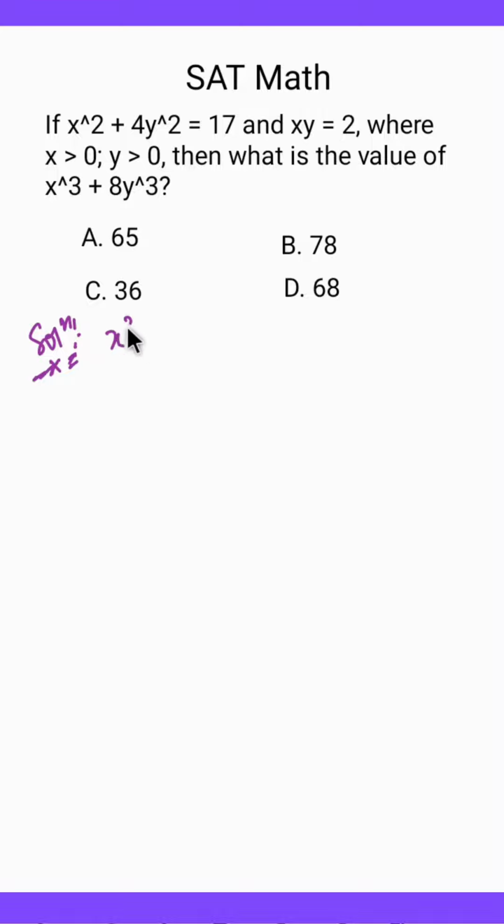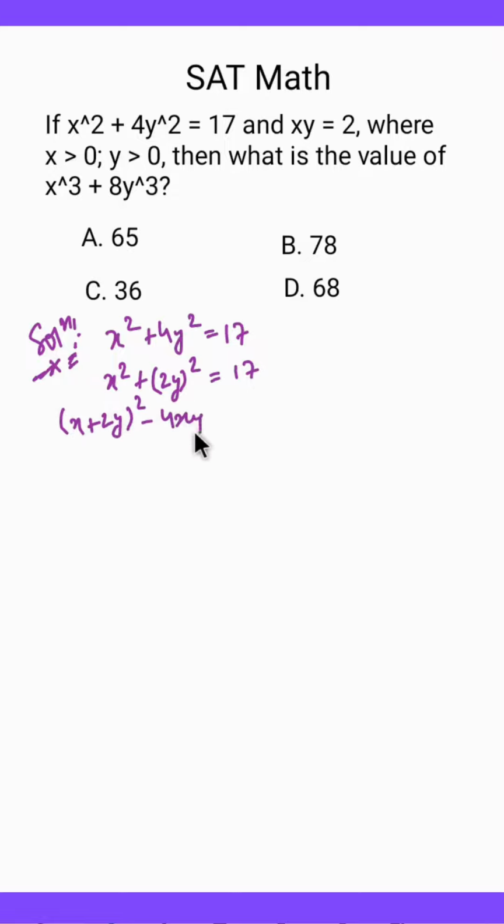We are given x square plus 4y square equals 17. We can write this as x square plus (2y) square equal to 17. This can be further written as (x plus 2y) whole square minus 4xy equals 17. And when we solve this, we get (x plus 2y) raised to power 2.